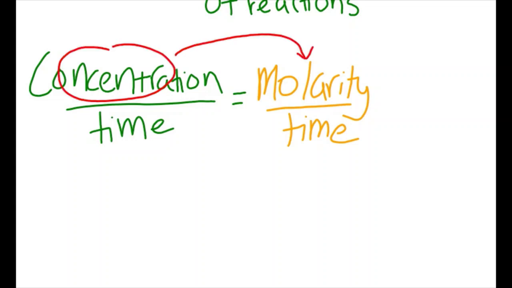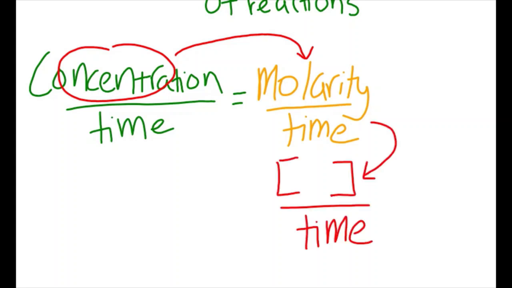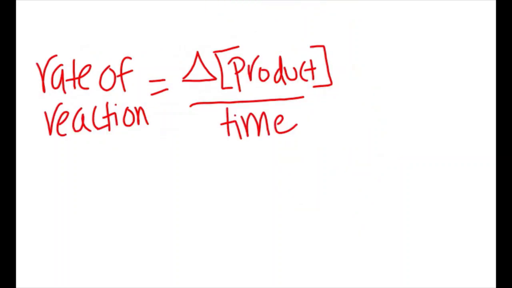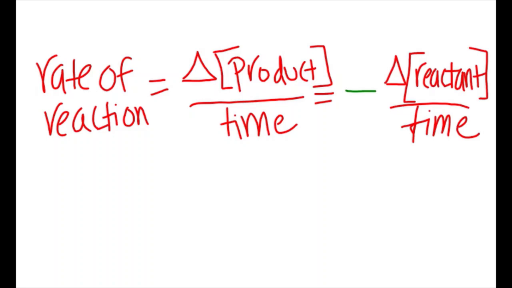Remember that molarity is how we calculate the concentration of our substance, and note that brackets are how we represent a concentration. Therefore, if we want the rate of reaction in terms of its products, we would say that the change in concentration of a product over time equals the rate of the reaction. Similarly, the change in concentration of a reactant over time equals the rate of the reaction.